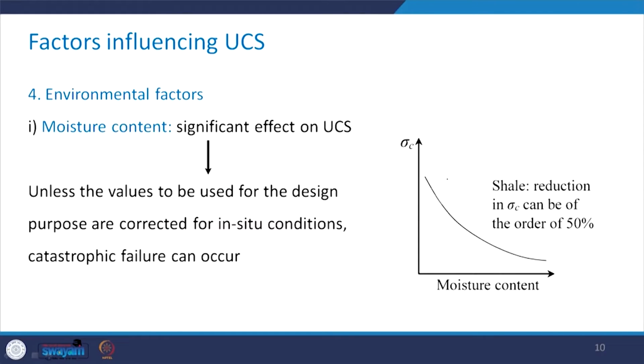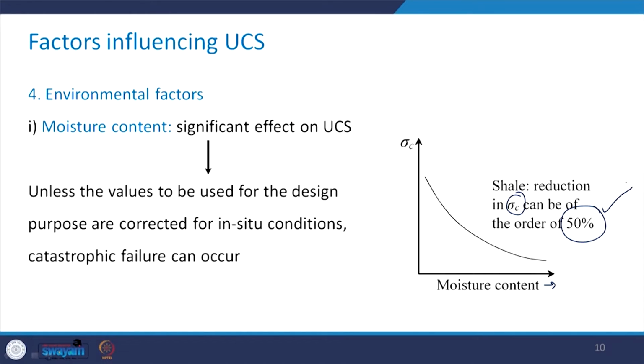Some environmental factors are very important. The first one is the moisture content. It has a significant effect on UCS, and if you take a look at this figure, which has been drawn with respect to shale, with the increase in the moisture content, the reduction in the UCS can be of the order of 50%. So you see it has that significant effect. Again, it will depend upon what type of rock it is. For a few rocks it can be as significant as 50%.